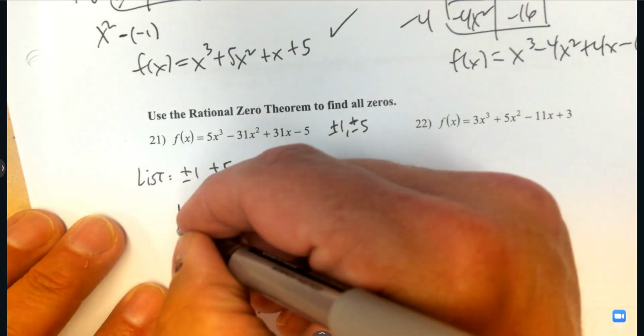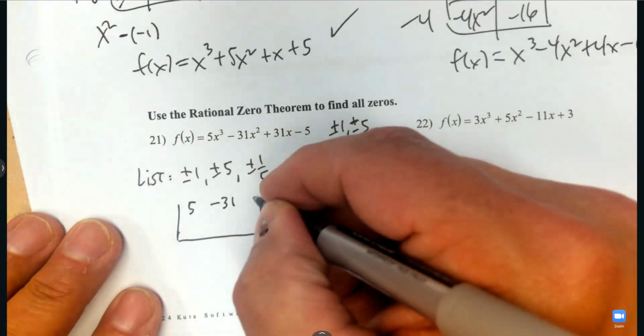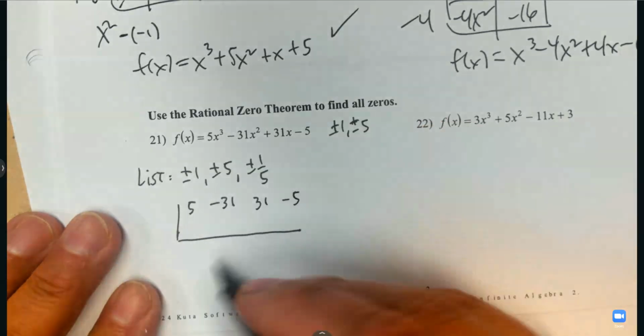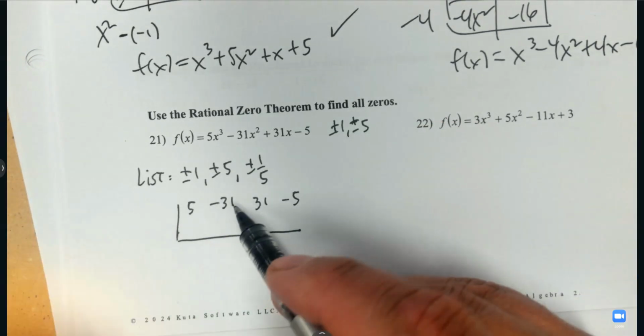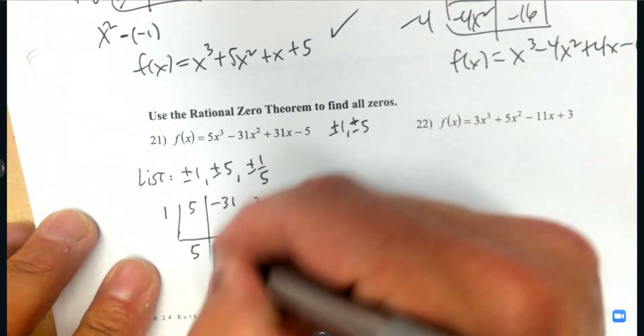Now I can give you one shortcut that I've told you before. Can you add the numbers? Do they add up to 0? And you can see that 5 and negative 5, negative 31 plus 31, it does add up to 0. Positive 1 works. So we're going to use positive 1.